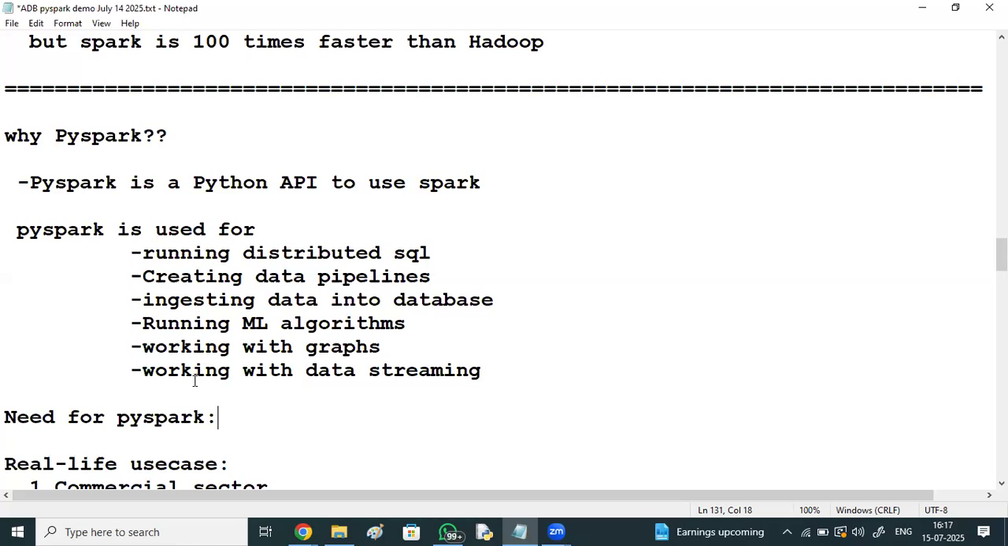So combining Spark and Python, that's why the Apache Spark community came up with a tool called PySpark.